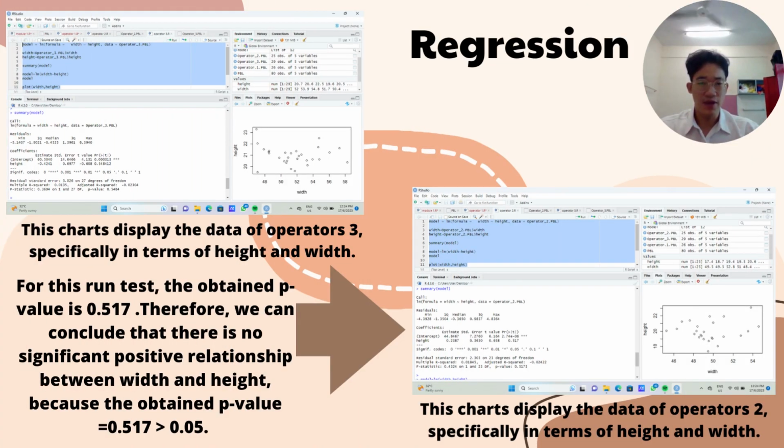Two of these charts display the data of operator 2 and 3, specifically in terms of height and width. Based on the raw data for operator 2, particularly the height versus width measurements, it's important to highlight the significance of the p-value. For this run test, the obtained p-value is 0.517. Therefore, we can conclude that there is no significant positive relationship between the width and height because the obtained p-value, which is 0.157, is larger than 0.05.